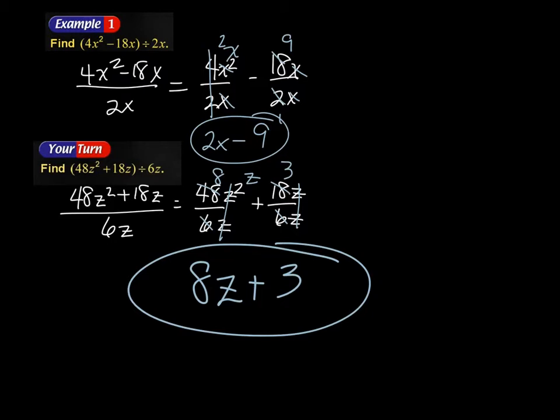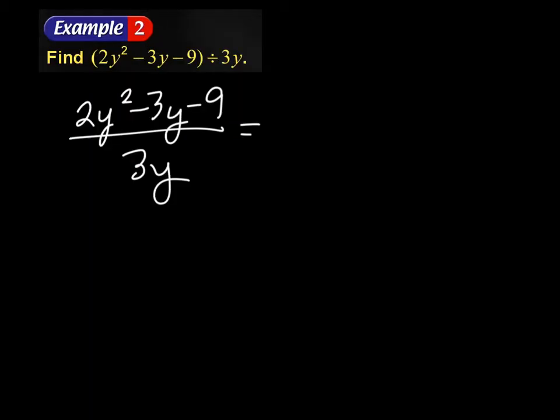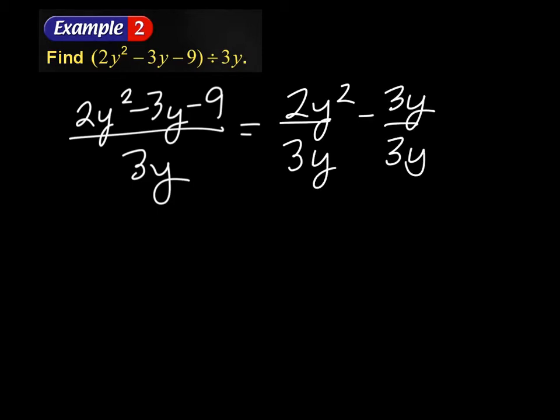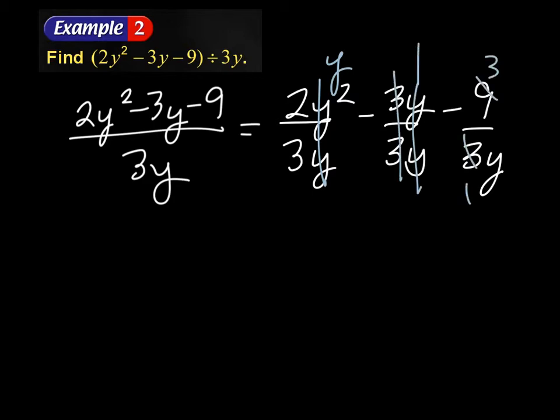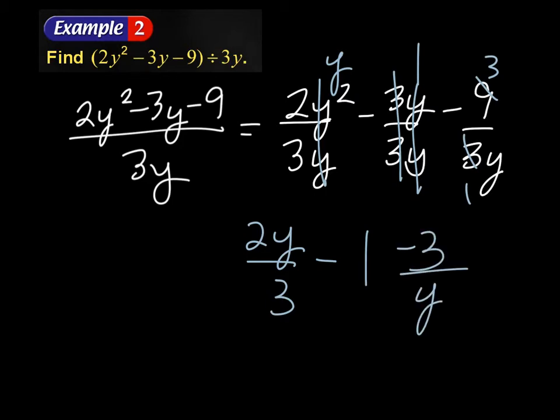The same is going to be true if we divide a trinomial by a monomial. This time I'm going to end up with 3 separate fractions. And simplify them. We can cancel out a factor of y. Oh, that all cancels out. Anything divided by itself is 1. Cancel out a factor of 3. So our final answer is 2y over 3 minus 1 minus 3 over y.